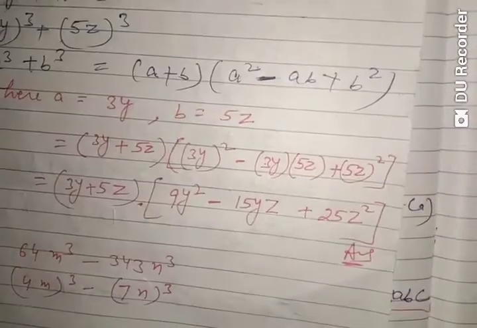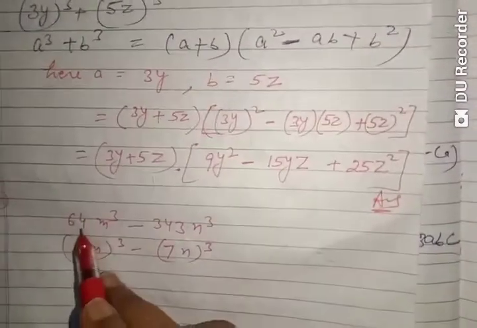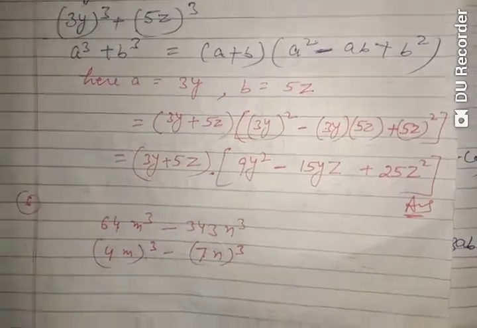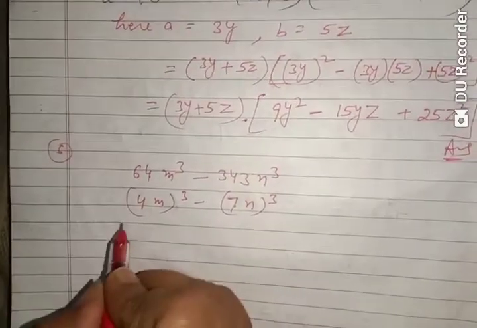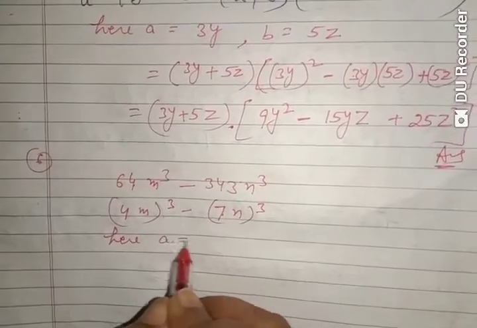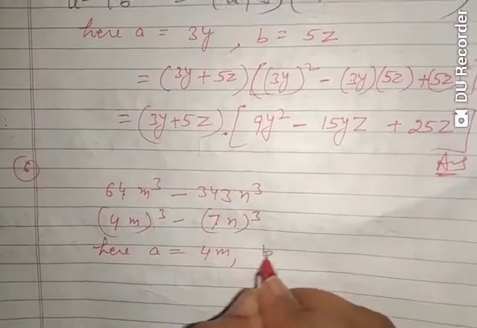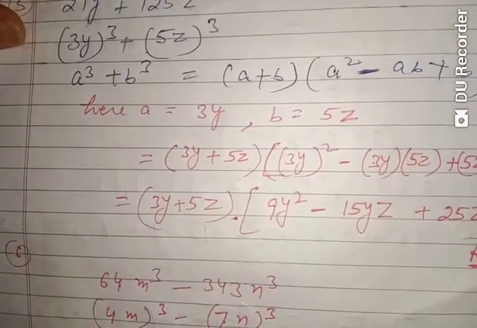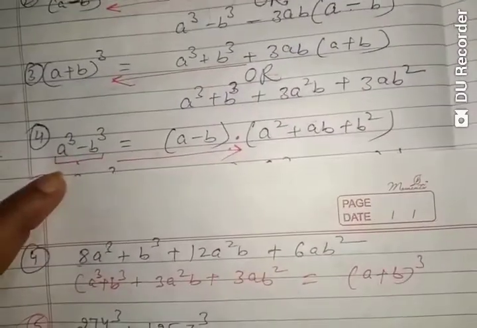You know how to prime factorize and find out 64. It is 4 cube and it is 7 cube. This you know how to do. Now here a is 4m and b is 7n. Which identity is suitable here? See this one. It's a cube minus b cube.